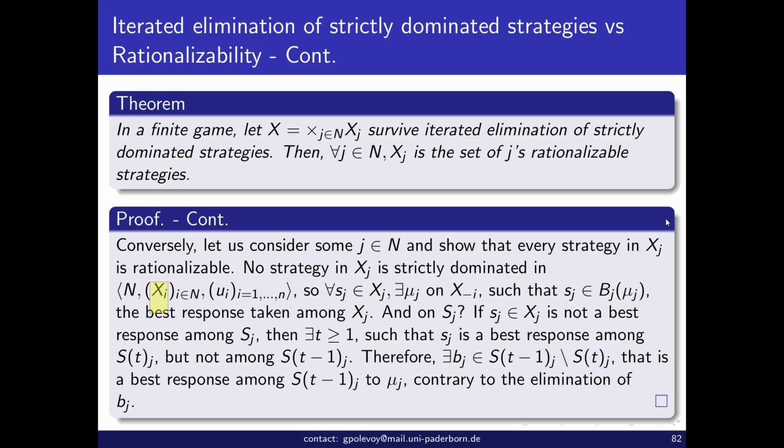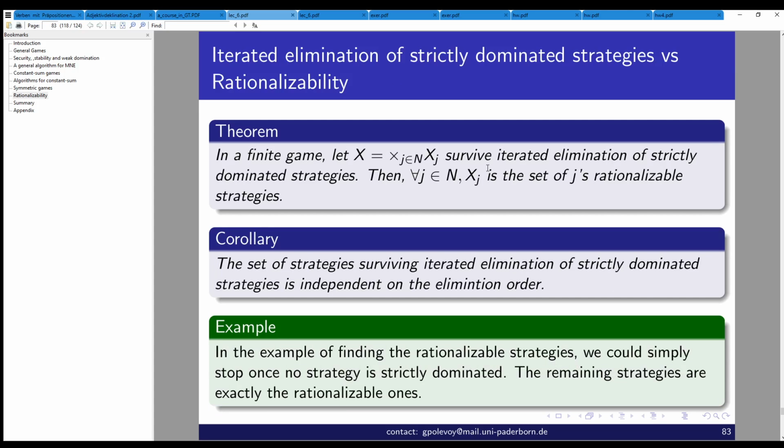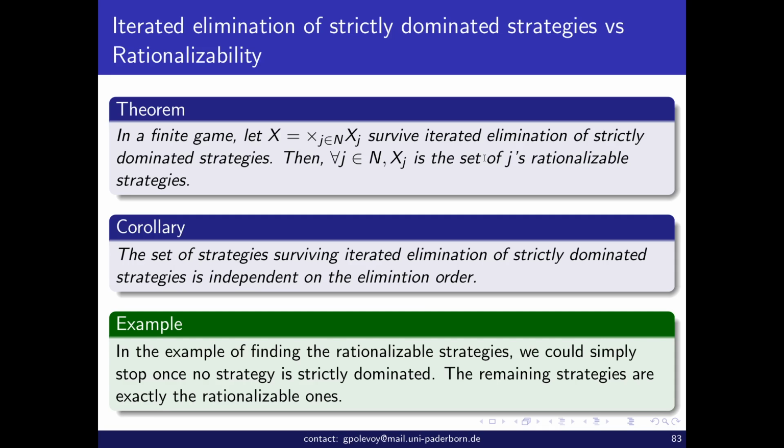Okay, so we've proven the second direction. What we say is that, for any process of iterated elimination of strictly dominated strategies which cannot be continued, those strategies which have survived this process are exactly those which are rationalizable. Therefore, the set of surviving strategies in this process is independent of the elimination order.